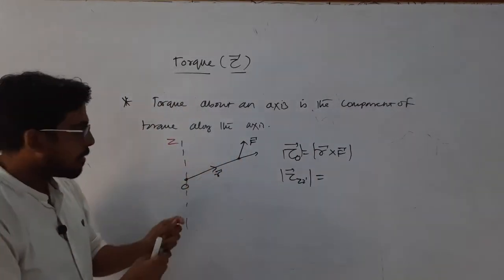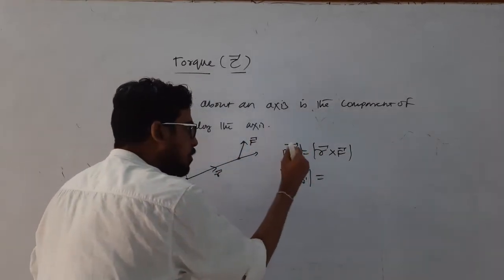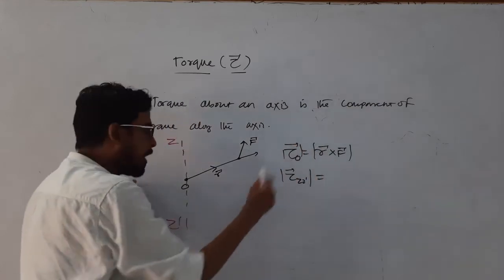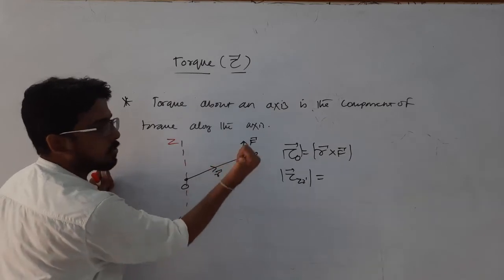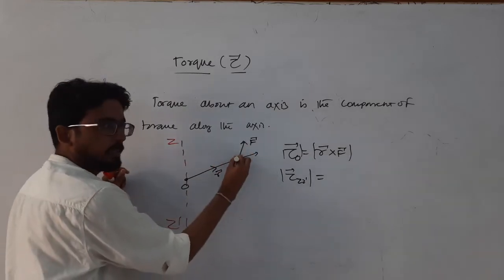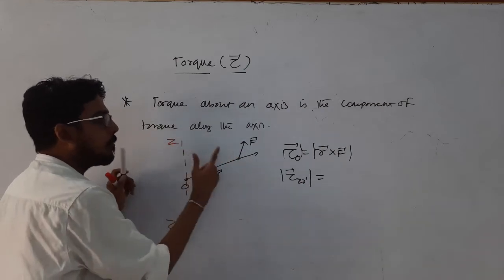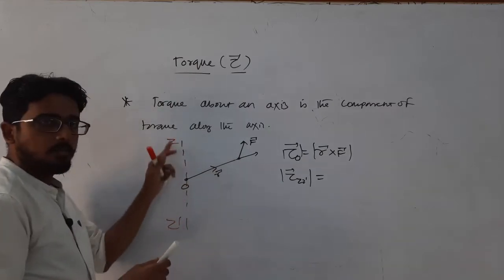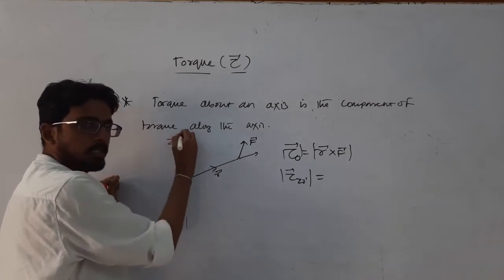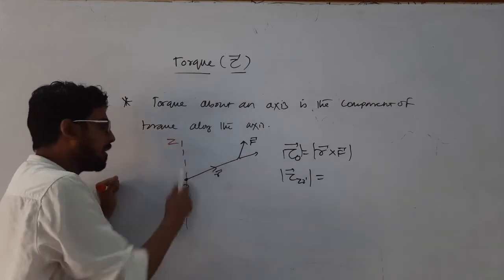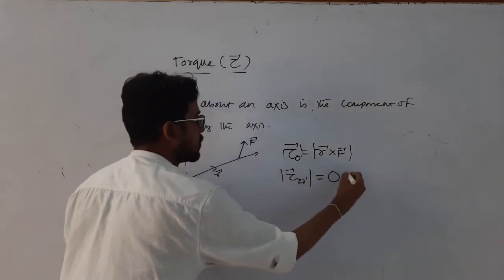So the torque about this axis Z dash is not equal to R cross F. It will be the component of this torque which acts along this axis. As I am getting the direction of torque out of the plane, the torque is perpendicular to this axis. So there is no component acting along this direction, because the complete torque is perpendicular to this axis, so there will be no component which will lie along the axis. That's why in this case the torque about Z dash will be 0.